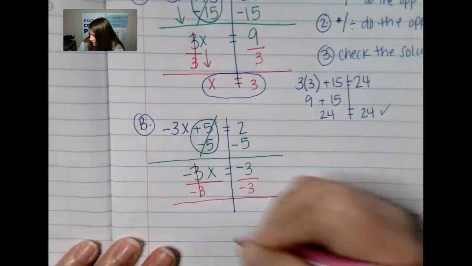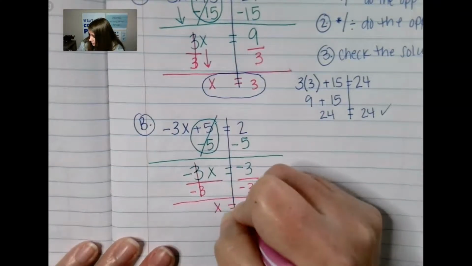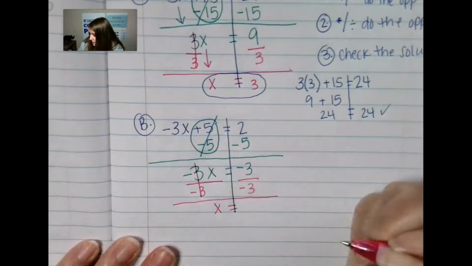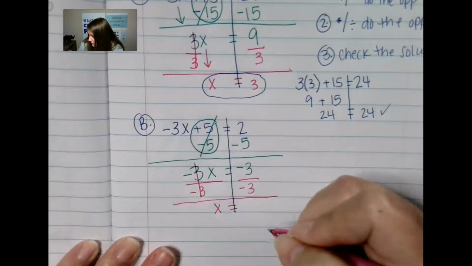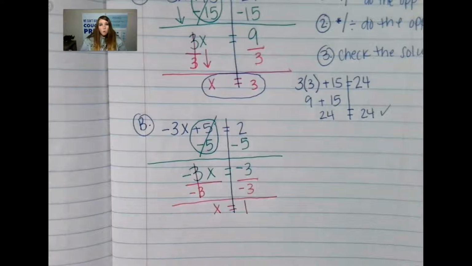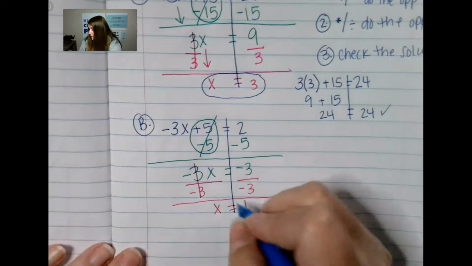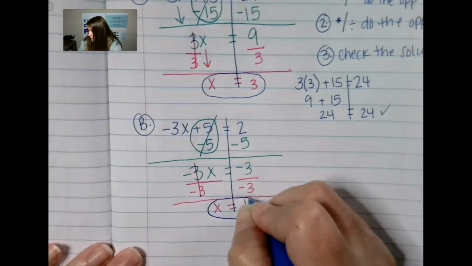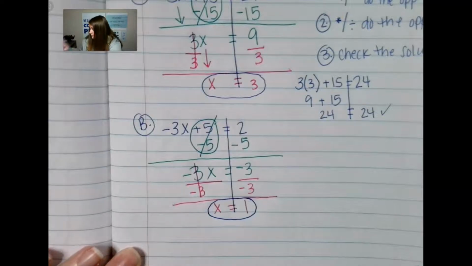That goes away. I now have 1x left over. Negative 3 divided by a negative 3. Oh my gosh, over there's the same thing. I get 1 whole, because I know a negative divided by a negative is going to give me a positive. So let's check our solution, because right now I'm saying that the solution is x equaling 1.